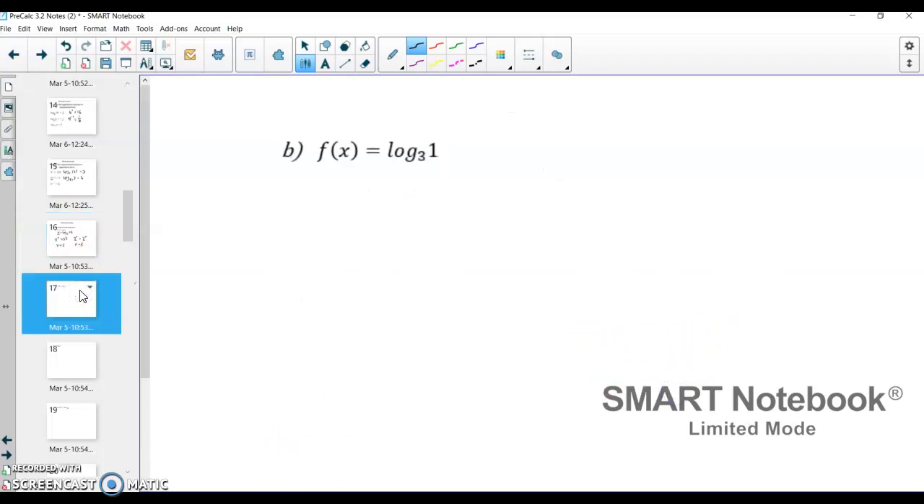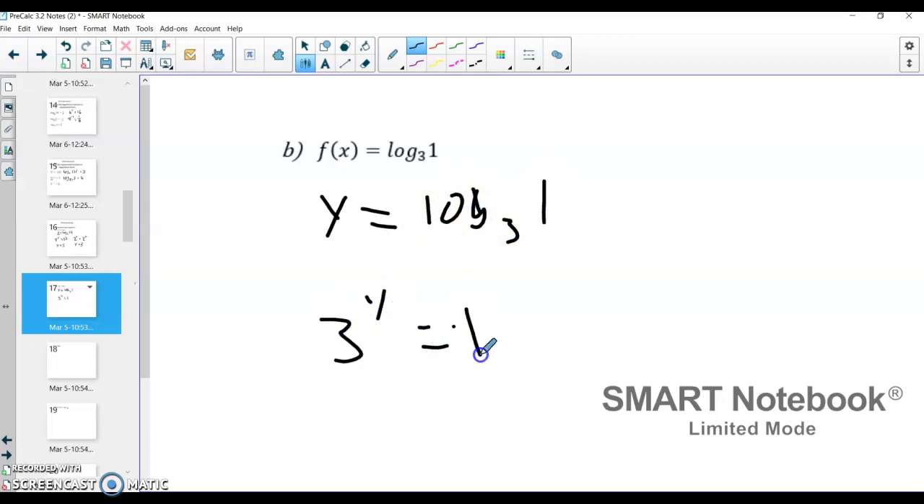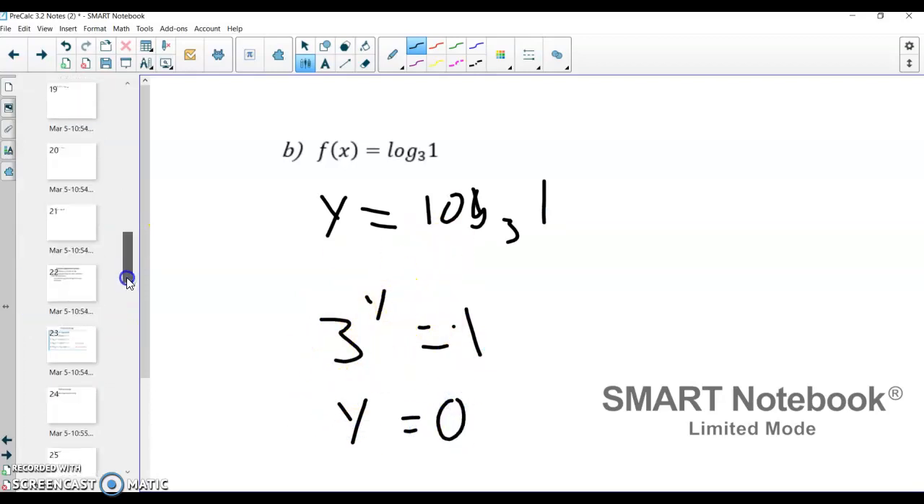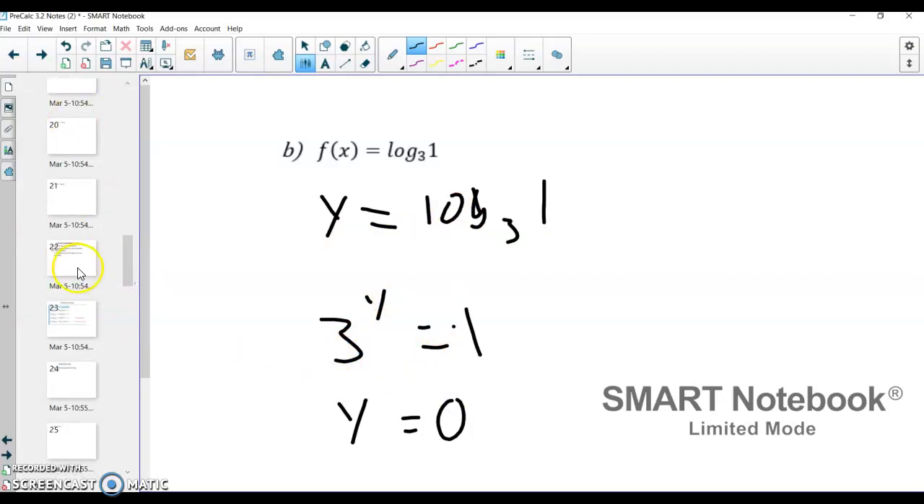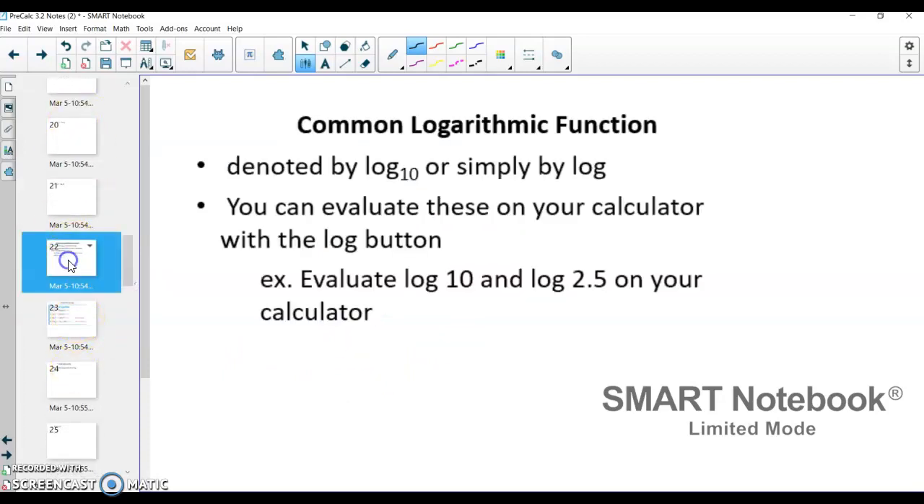Okay, same kind of thing here. You have y equals log base 3 of 1, and I do change it to y. It helps me see it. This becomes 3 to the y equals 1. Well, I know y must equal 0 because anything raised to the 0 power equals 1. Okay, a bunch of examples, but I'm going to skip ahead so I can stay in my time limit here.